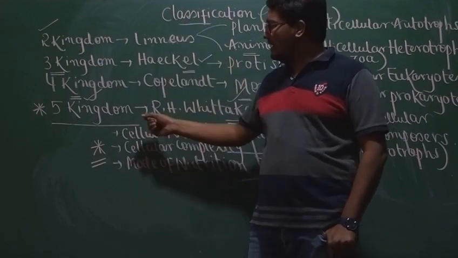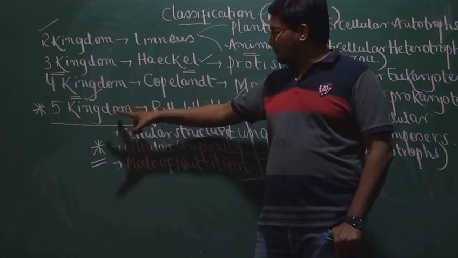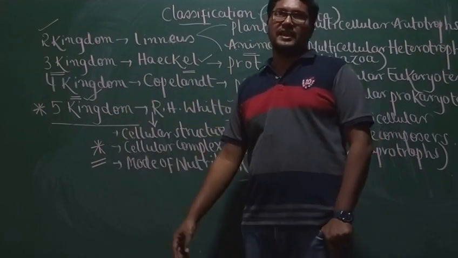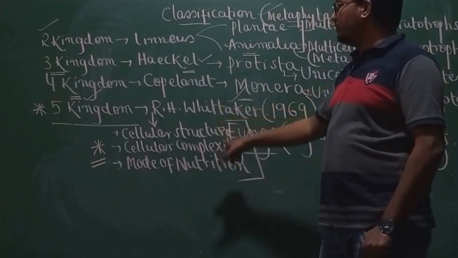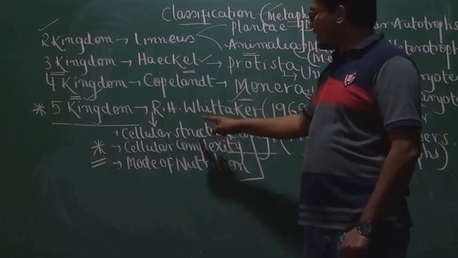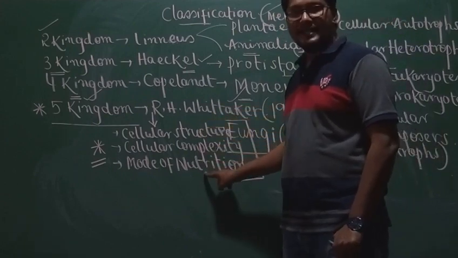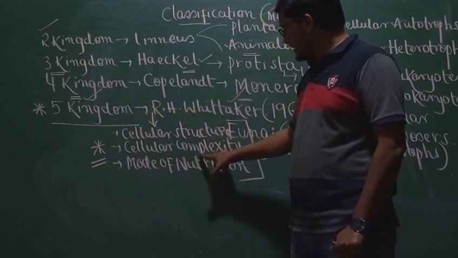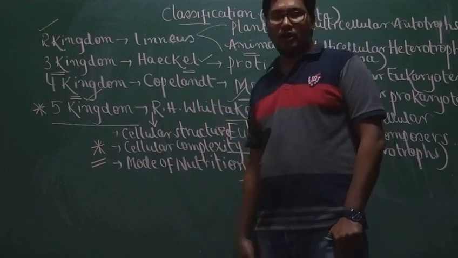So finally, in the field of biology, which system of classification are we following? The 5 kingdom system of classification. It was the idea of whom? R.H. Whittaker. What are the three important criteria for the 5 kingdom system of classification? Cellular structure, cellular complexity, and mode of nutrition.